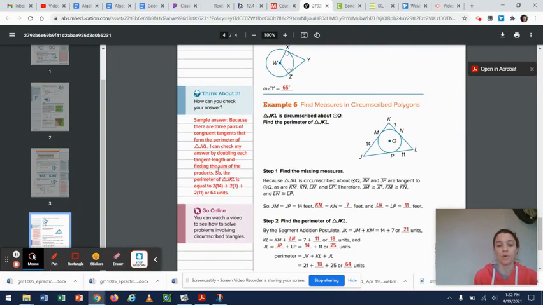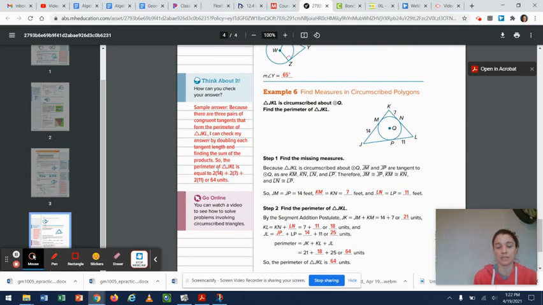And then we have one more example, which is example 6. It's asking you to find the perimeter of this triangle. Remember, tangents that go to the exterior point are going to be congruent. So for example, if K to N is 7, then also K to M is 7. Same thing down here. If JM is 14, then J to P is 14. And then if P to L is 11, then L to N is also 11.